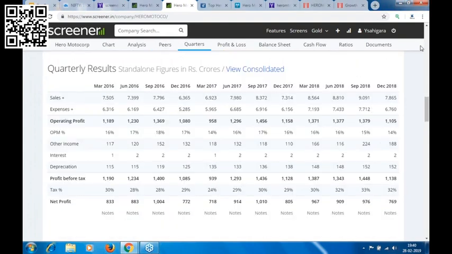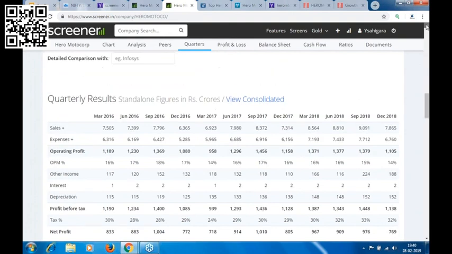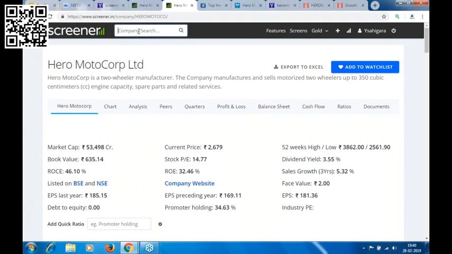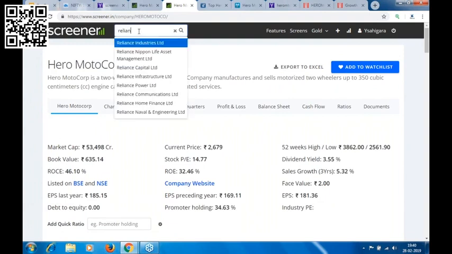If you want, we can look into any other company's balance sheet as well. Reliance Communication.